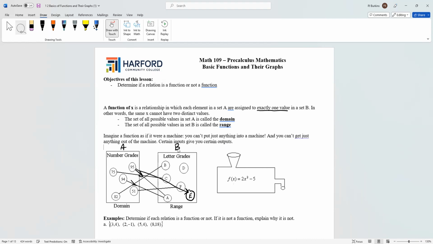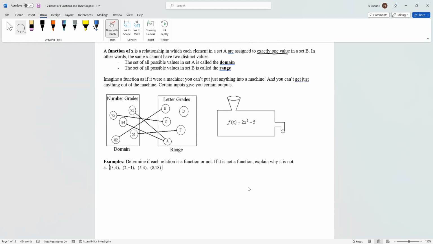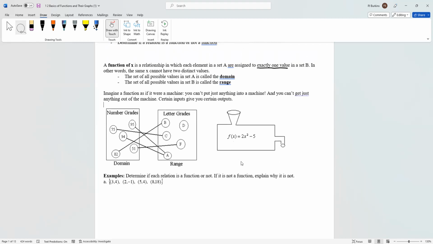And the little paragraph here says to consider a function to be like a machine, right? You put something in, you get something out. You can only put certain things in and get certain values out. Those are going to be what we call our domain and range. So the domain are going to be our values of x, and our range is going to be our values of y, and they're going to be the things that they are allowed to be.